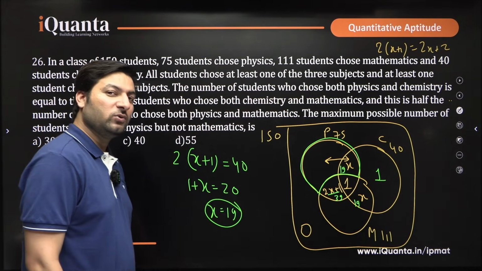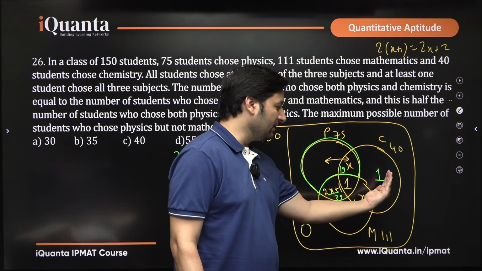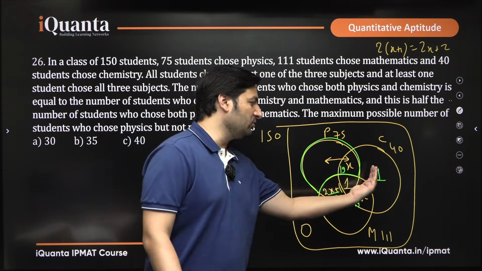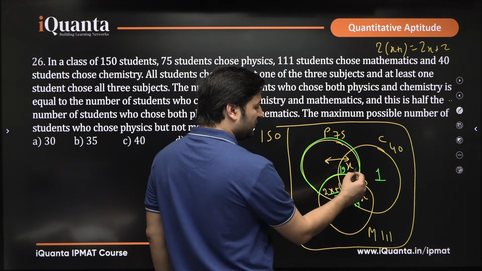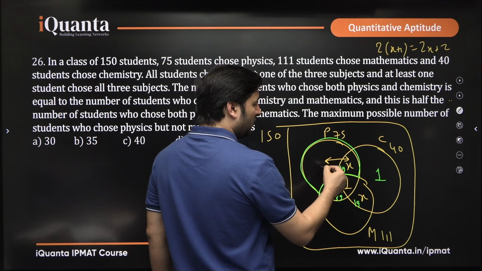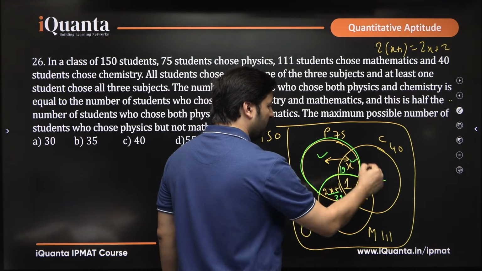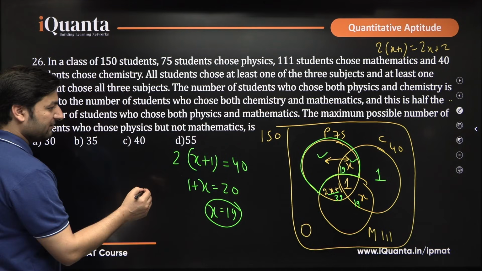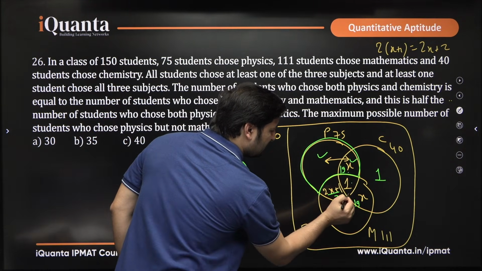The moment we do this, because we have minimized this, it automatically ensures that all the bigger values have been shifted to this region. And if they have been shifted to this region, we actually need to find out the value of this plus this now. This I already know, 19, I need the value of this. I know the total value of physics is 75. So, this is 19, this is 1, this is 39.